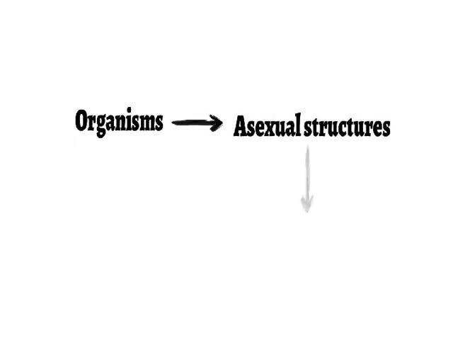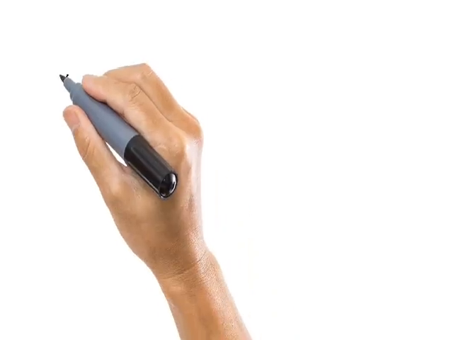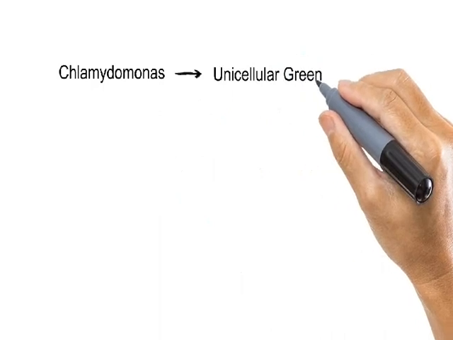So let us see the second type of asexual reproduction, in which the organism first produces structures known as asexual structures, and then these asexual structures gradually develop into the new organism. In different organisms, these asexual structures are different, and let us see the actual examples one by one. So let us begin with the first example, Chlamydomonas. Chlamydomonas is a unicellular green algae.